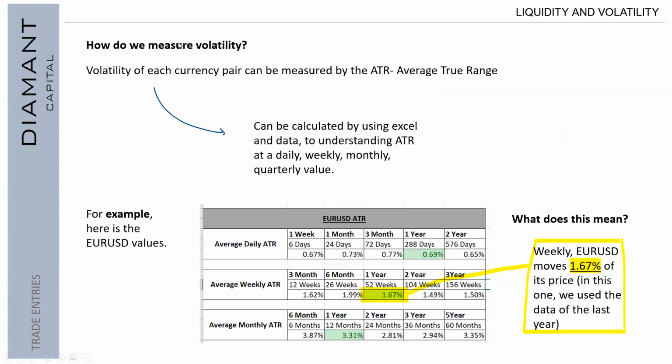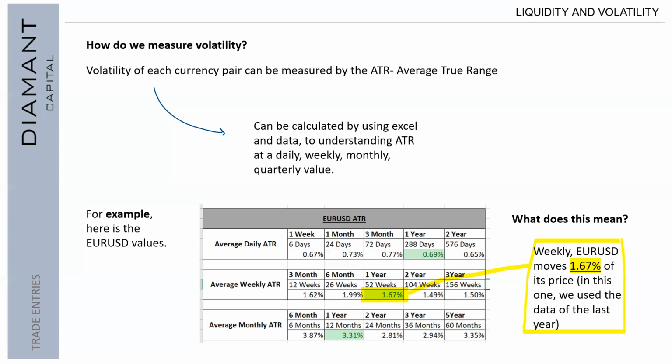So how do we measure volatility? The volatility of each pair can be measured by the ATR, average true range. This is something that I believe you can put on your charts on TradingView. If not, you can simply work it out using Excel and the data. Personally, in a previous group that I was in before, we got sent this, and it was very helpful. The ATR was calculated for pretty much all the pairs. So, for example, we've got Euro USD values here.